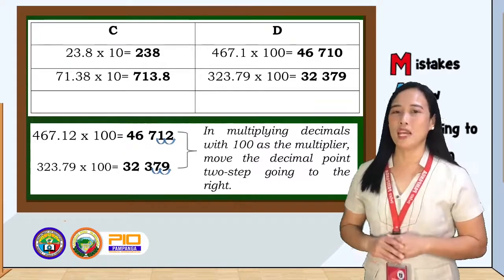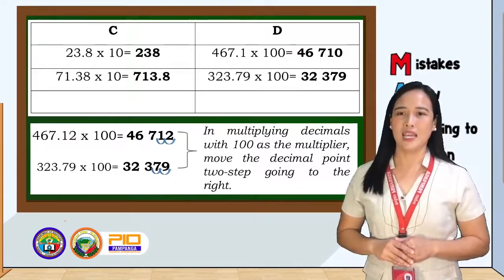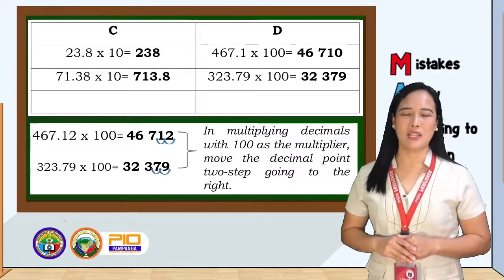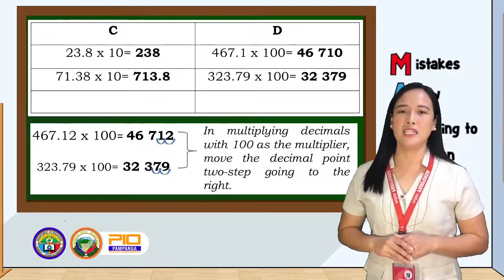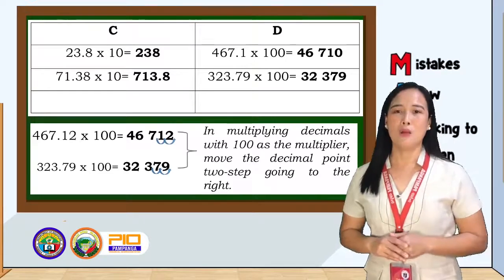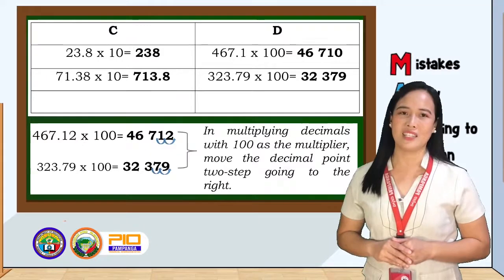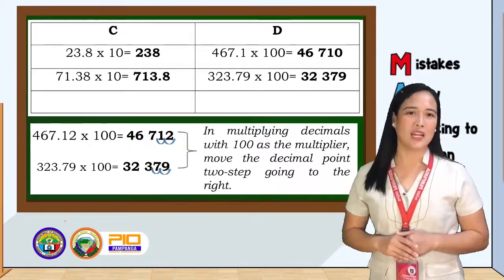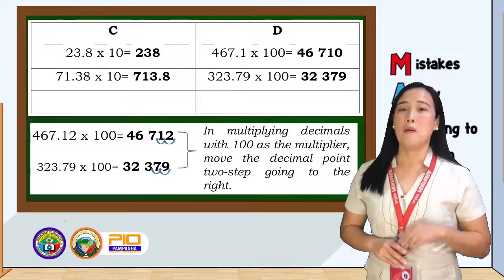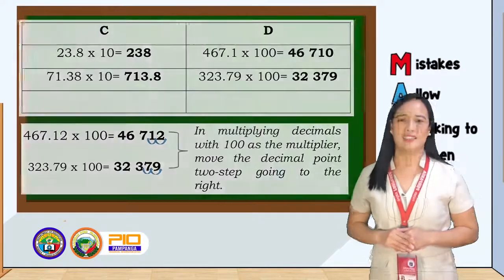Same as also in example number 2. 323 and 79/100 times 100. If you move the decimal point 2 places going to the right, our product would be 32,379. So in multiplying decimals with 100 as the multiplier, move 2 steps going to the right of the decimal point.